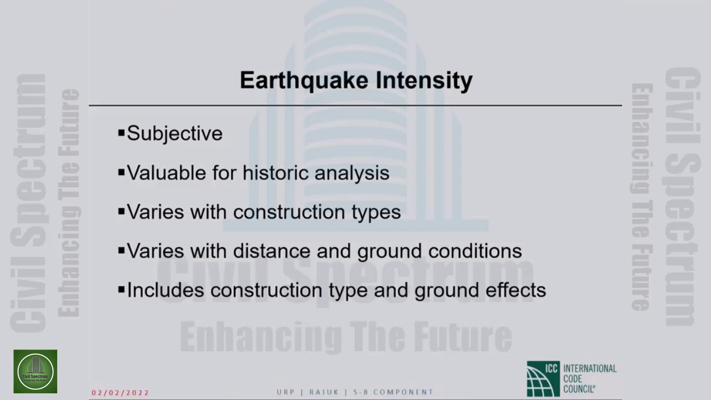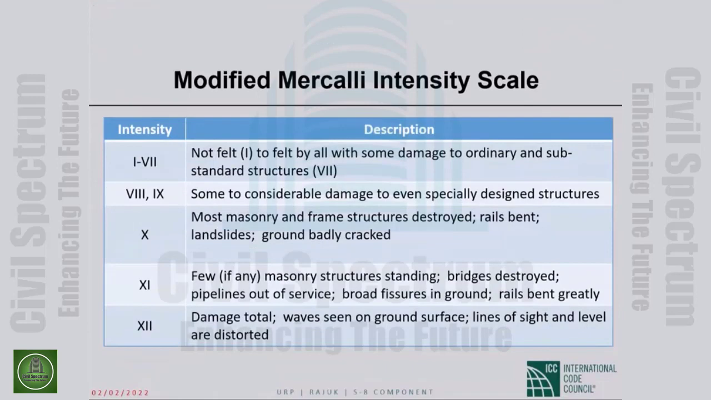The earthquake intensity varies with construction types, as I explained already, varies with distance and ground conditions, as I explained also already, includes construction type and ground effects. This is the modified Mercalli scale that is used in many parts of the world, not all by any means. In Japan, they have their own scale. And there are others, the Russians typically don't use what is used in other places. But modified Mercalli is used in most of the Western world, including the US.